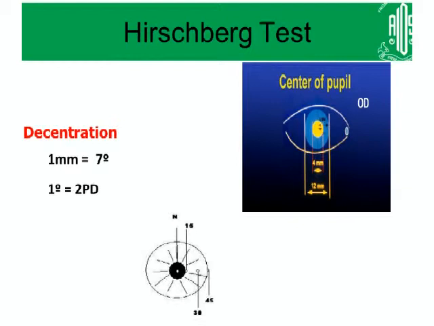Any other patient where you cannot use the cover test? Speak up, please. Eccentric fixation, poor vision in one eye, because when you cover one eye, this patient needs to see something with his eye. If the vision is too poor, imagine there is a corneal opacity in the right eye and there is a sensory squint.